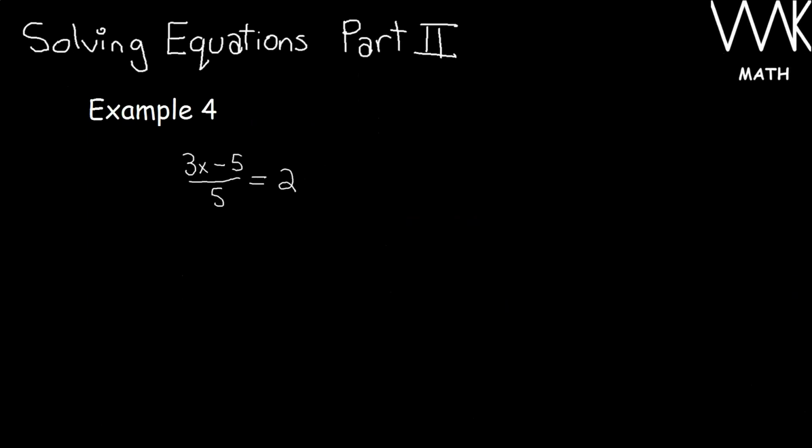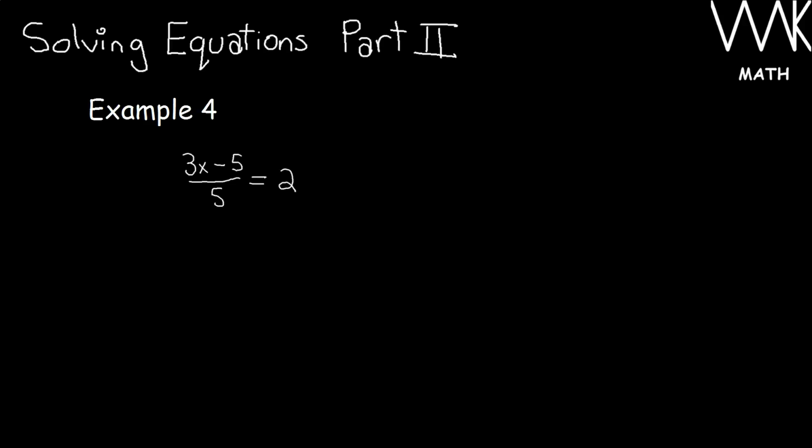Let's take a look at the fourth example here, which we have (3x minus 5) divided by 5 equals 2. The first thing is to identify where the variable term is located. In this case, it is on the left side, but it appears to be in between quite a lot of things. The most confusing part about this question is the left side of this equation.